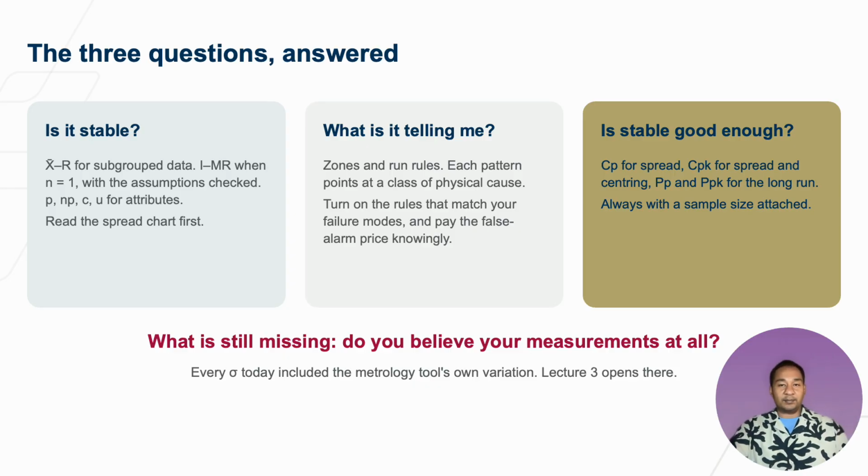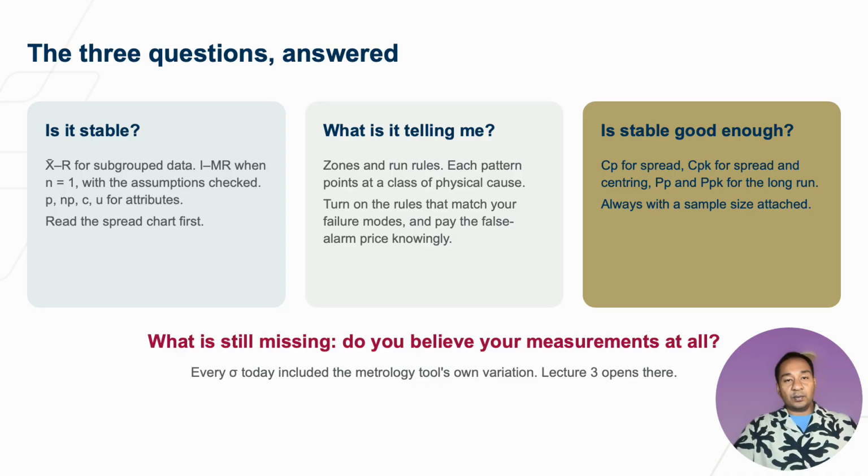What is it telling me? Zones and run rules. Each pattern points at a class of physical cause. Turn on the rules that match your failure modes and pay the false alarm price knowingly rather than by accident. Is stable good enough? CP for spread, CPK for spread and centering, P and PPK for the long run, always with a sample size attached.